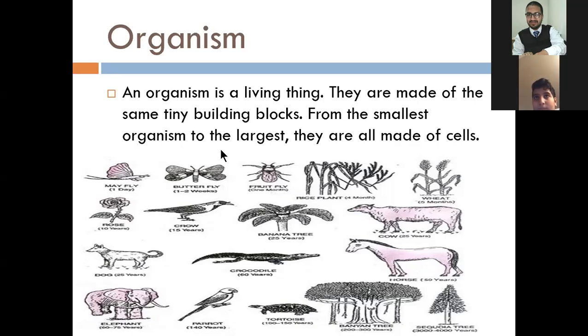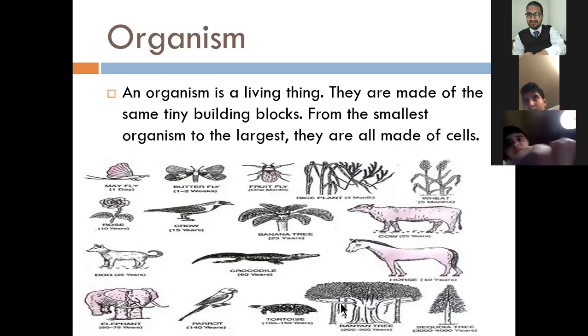From the smallest organism to the largest, they are all made of cells. So you can see here different types of organisms. Here you can see the biggest one as elephant, and the smallest one is bee or fly or butterfly. And also here you can see a flower or a big tree. So these all are examples of organisms. They are all made up from cells.